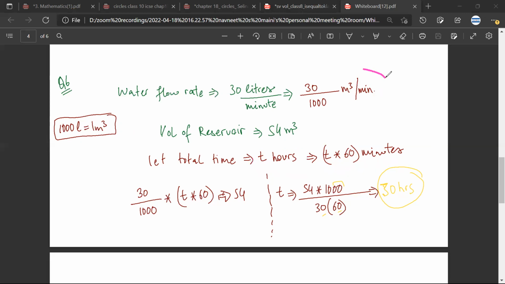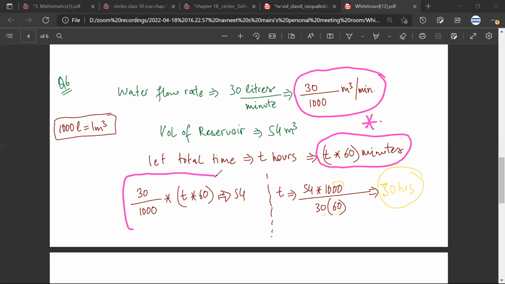So, this is the flow rate that I have. This is the time that I have. So, if I multiply these two, this would be the water that I will be getting in t hours. Have you understood this or not? Yes, sir. Mr. Sarthak? Yes, I understand. And this will be filling this reservoir which is 54 meter cube. Have you understood this? Yes, sir.